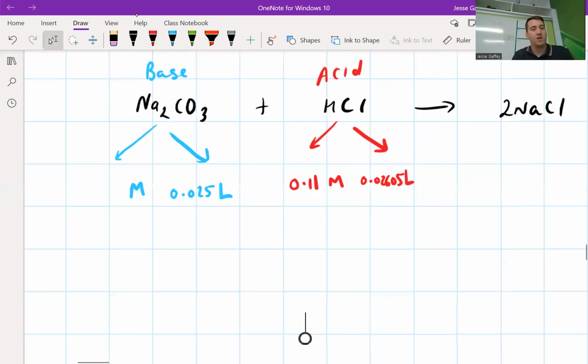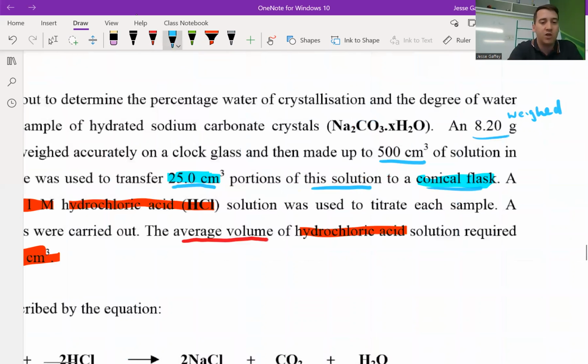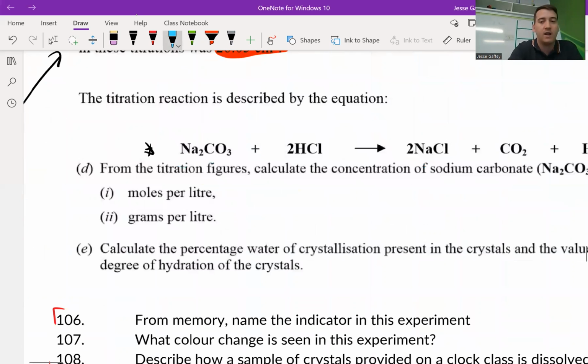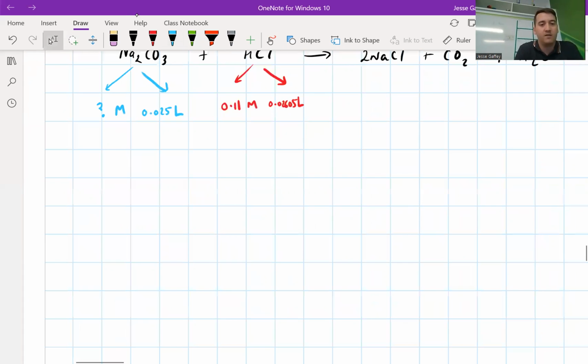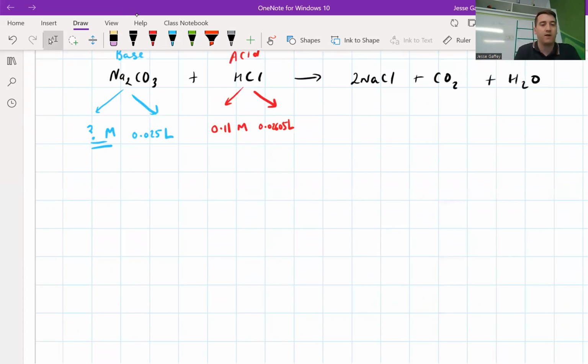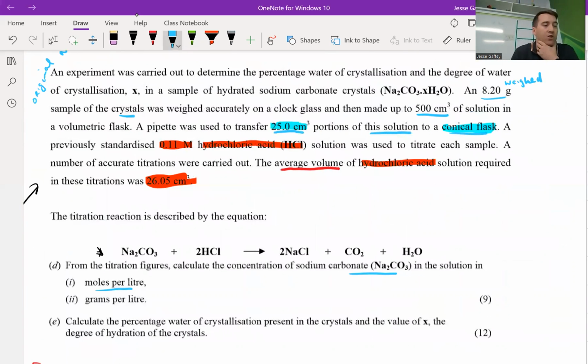And again, my suggestion is always to do this in liters at this stage. That means that this here is going to be our unknown. Let's go check that anyway, just in case. Let's check the questions down below. It says, find the concentration of the sodium carbonate in moles per liter. There's the first question, which is exactly this here. So that's what we're going to be trying to find. Okay, now let's read what it says and plan out our question.